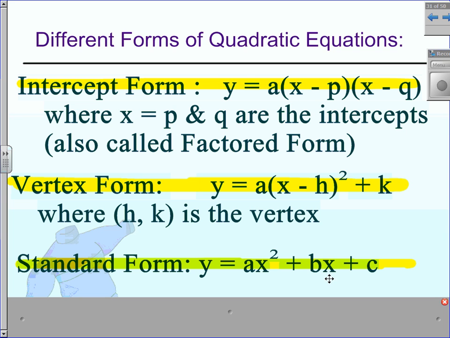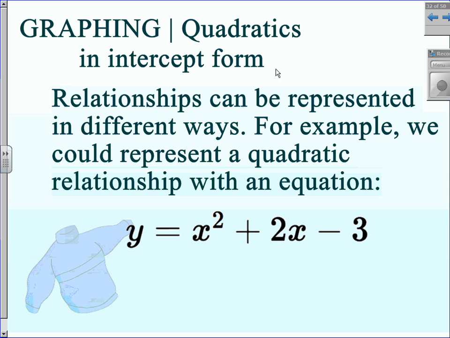So we're going to talk about how to get equations out of standard form and into one of these other, more useful graphing forms. And we're also going to talk about how we can use standard form to graph just from that form. So we're going to be able to graph from all three forms, but some forms are more useful than others. Graphing quadratics in intercept form means that we can take a quadratic equation, factor it, and then graph that particular quadratic.